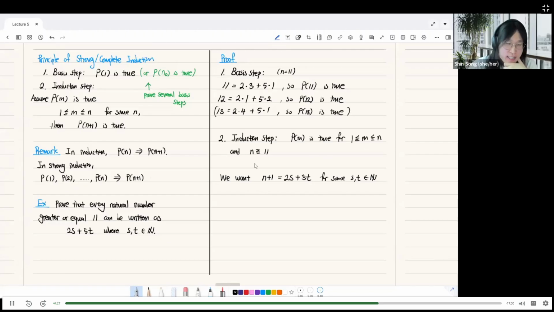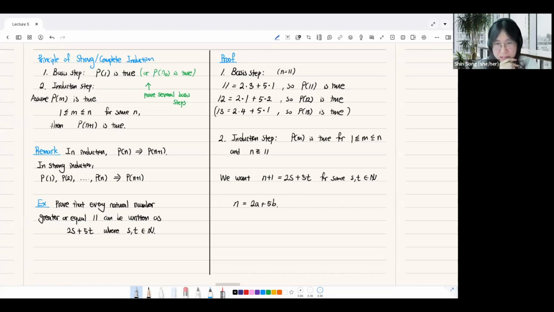Okay, now I don't know where to start, so I'm going to use n for now. So for me, my n is 2a plus 5b. I don't know what my n is, but at least I know that it has to be written as 2a plus 5b. And then, if I add 1 to this, I have no idea what to do.